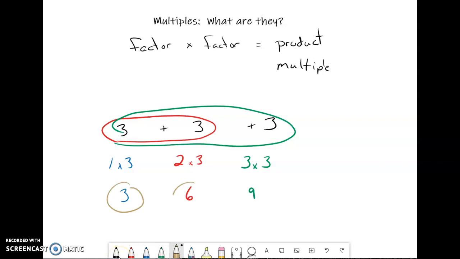So 3, 6, 9 are the products of 3. So they are also known as the multiples of 3, because it means you have multiples of 3's.